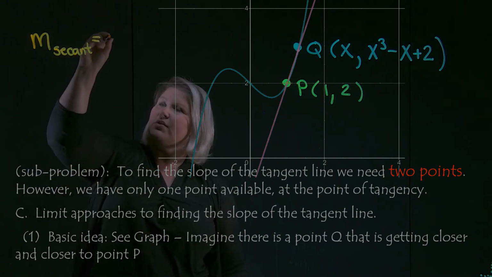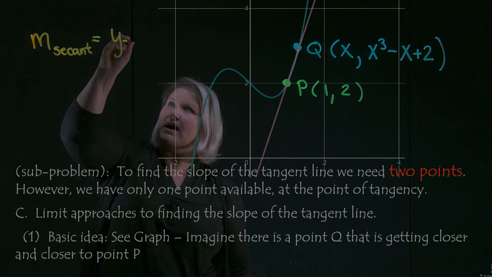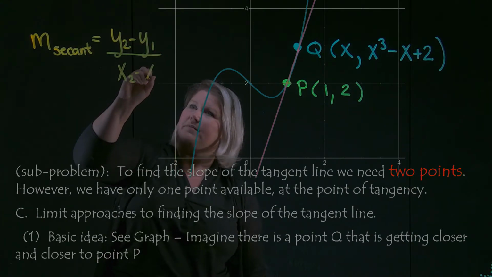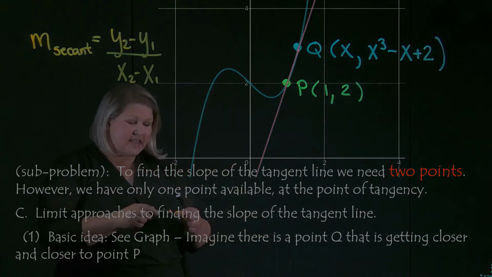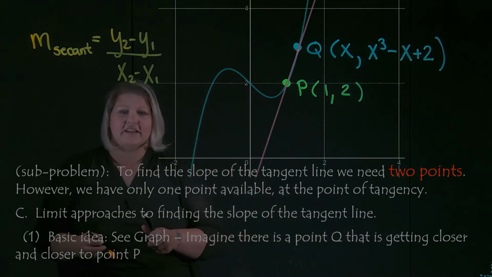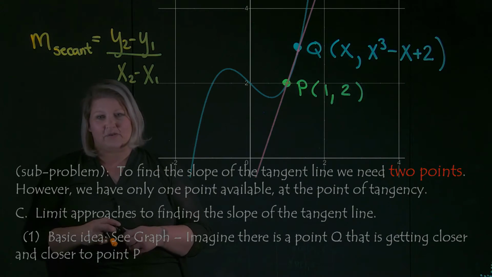What I'm going to do, remember, is take the y coordinate of one, subtract it from the y coordinate of the other, and then divide that by the x coordinate of one subtracted from the x coordinate of the other.